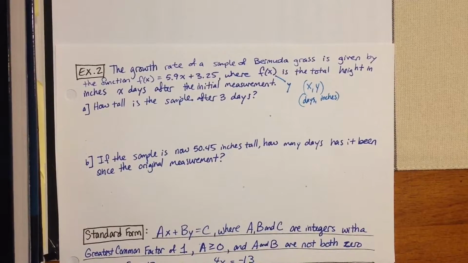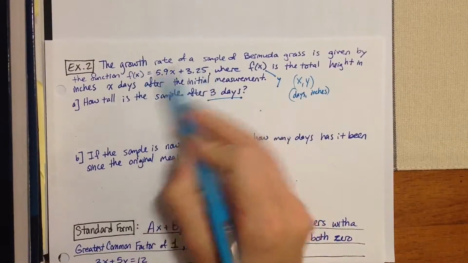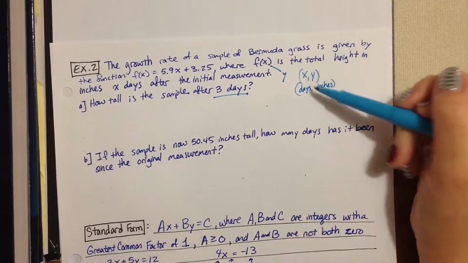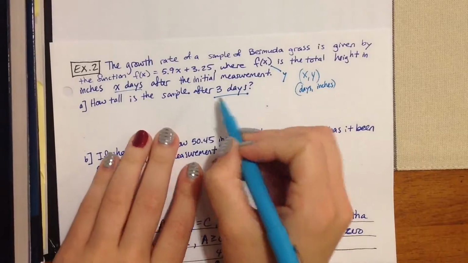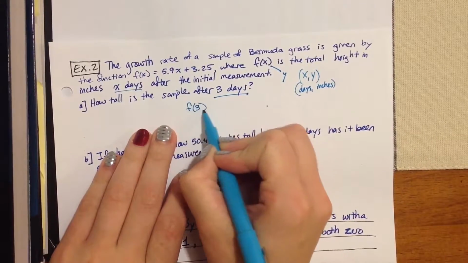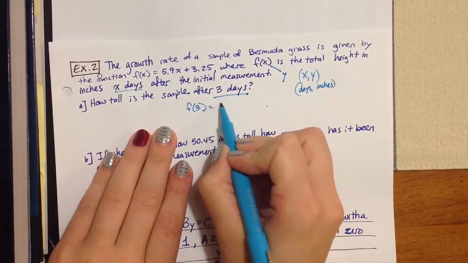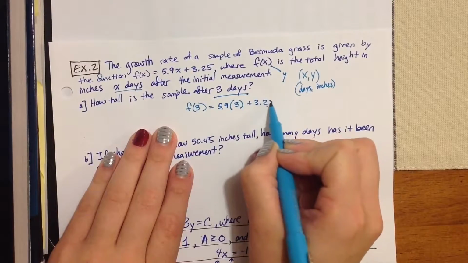So part A, how tall is the sample after 3 days? Take a minute, see what you can do with that one. How tall is the sample after 3 days? How do you use 3 in relation to this function? So now let's talk about that. 3 days, I already mentioned over here, x is my days. It says that right here. So I'm going to take 3 and find what is f of 3, the function value, the height at 3 days. And I am going to plug in 3 anywhere I see the x.